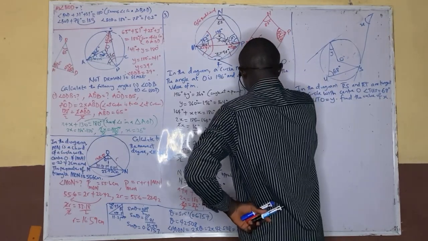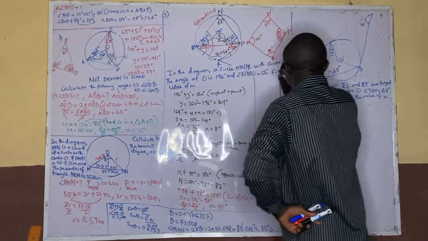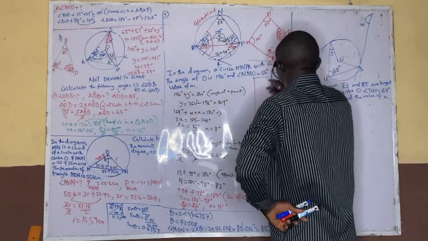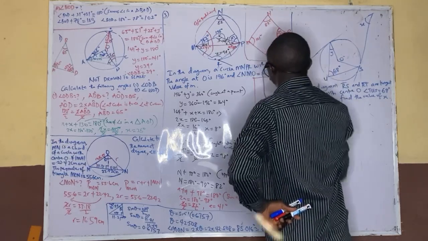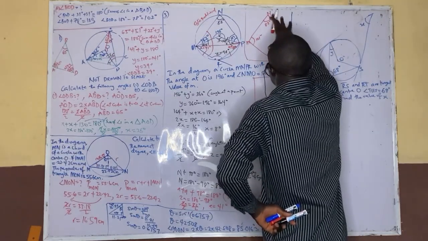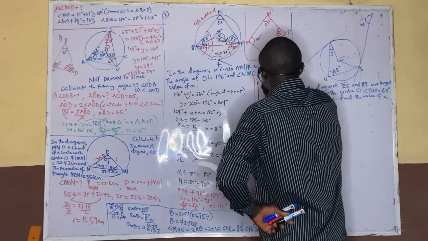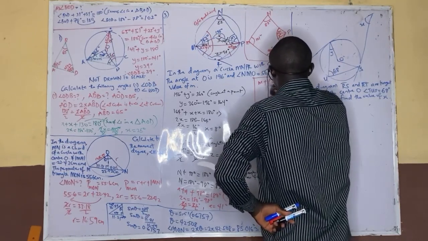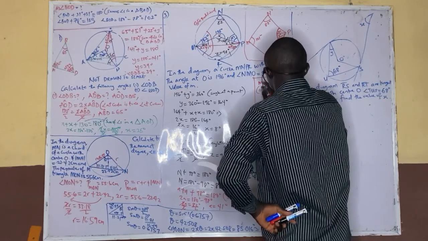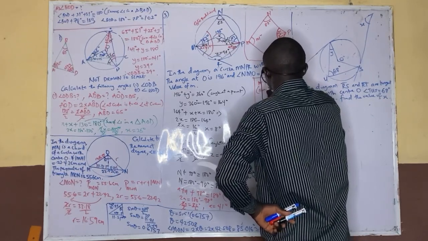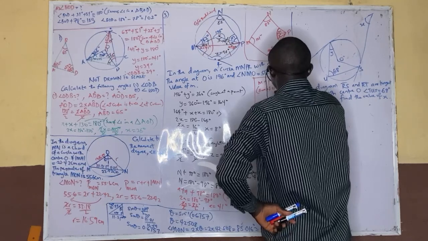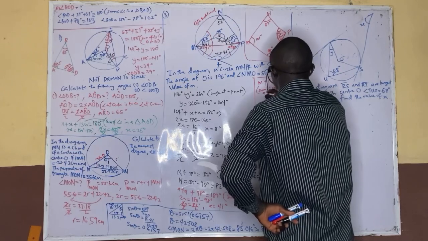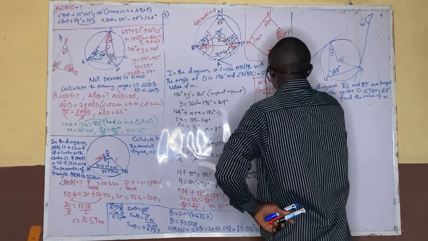So I'm going to do it here. Please be mindful of what I'm doing, because there is not much space here. I'm just trying to create one. So in this quadrilateral, M plus P is equal to 180 degrees. Sum of opposite interior angles in a cyclic quadrilateral.